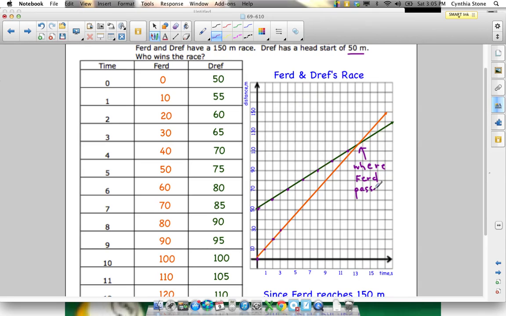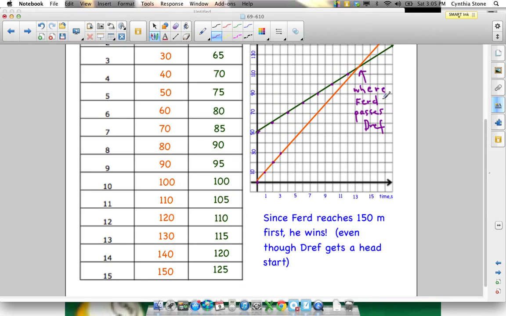So that point is important. And in math terms, that's the solution to the system. Where those two lines cross is what we call the solution. Anyway, to get to 150, Ferd gets there first and therefore he wins the race. And that's the text that I have written right there.